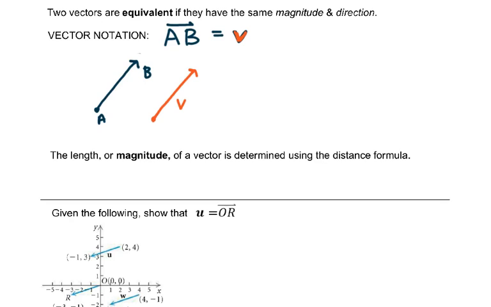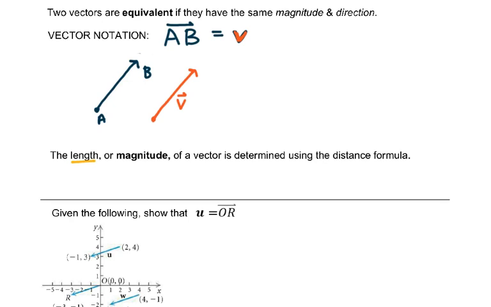Now, in this class, when I write that, I'll probably still use my vector notation above it to indicate I'm talking about a vector. But these two vectors, AB or little v, they have the same length, essentially, and then the same direction. So they've got that same angle, maybe off the horizontal.